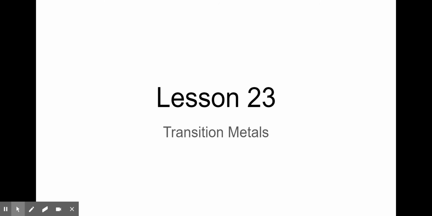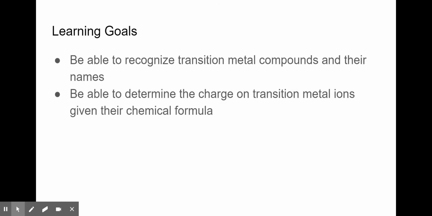And we're going to look at how paints normally have different metals in them, specifically transition metals, and that's how they gain their colors. Okay, some learning goals here. We're going to be able to recognize transition metal compounds and their names. We're also going to be able to determine the charges on transition metals by being given their chemical formula and looking at what they're forming compounds with, okay? So we're going to work with uncrossing charges to figure out what charges are on transition metals in ionic compounds.